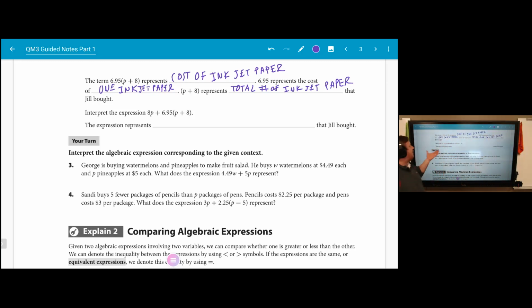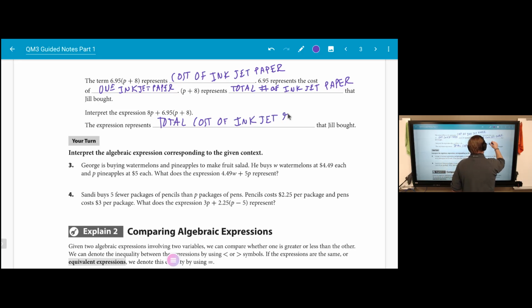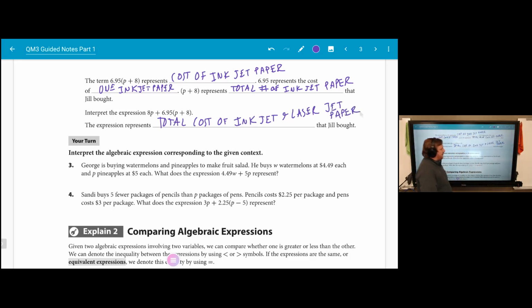Interpret the expression 8p plus 6.95 times p plus 8. This expression represents the total cost of inkjet and laserjet paper that Jill bought. It's kind of a weird one.